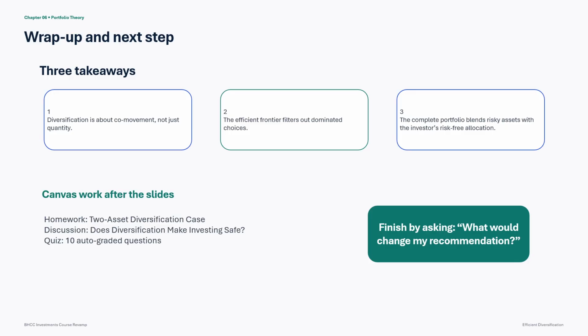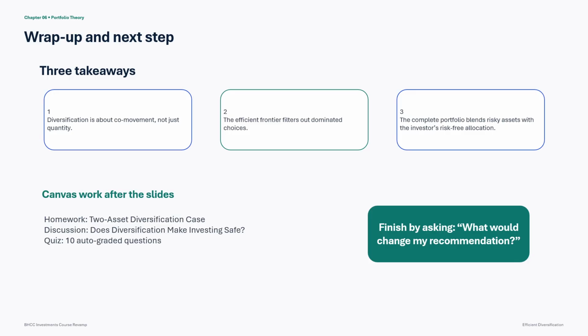Second, the efficient frontier removes dominated choices. It identifies the portfolios that offer the best expected return for each level of risk under the assumptions. It does not tell us that the estimates are correct, and it does not guarantee that the selected portfolio will be efficient after the fact.